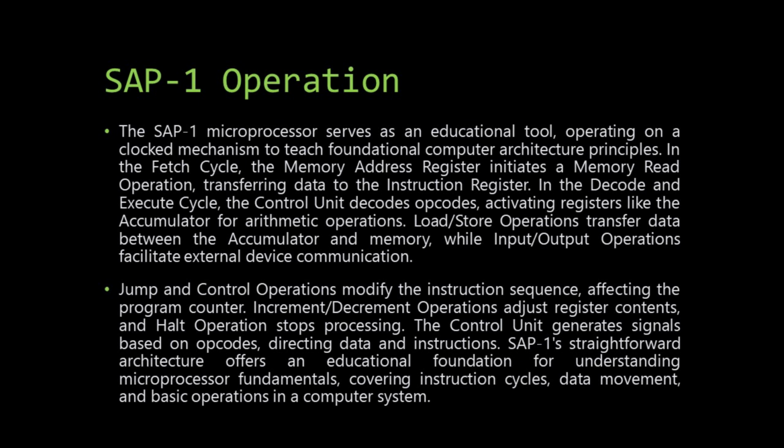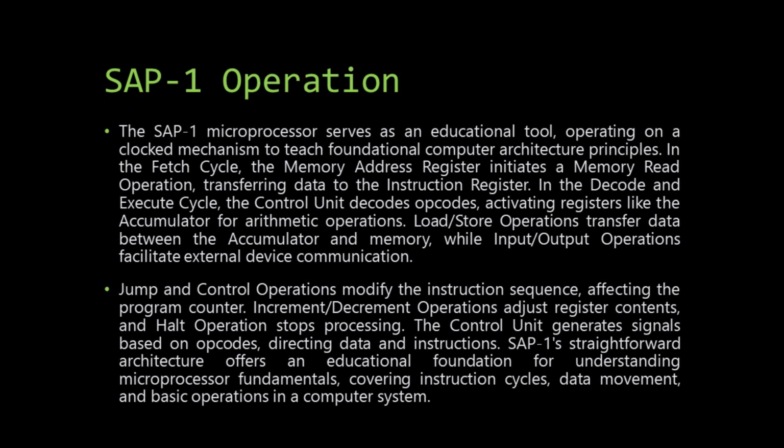Moving into the decode and execute cycle, the control unit decodes the opcode from the IR, determining the operation to be executed. Specific registers including the accumulator, B register, input register, and output register are activated based on the opcode. The ALU performs basic arithmetic operations with operands from the accumulator and B register, storing the result back in the accumulator. The load and store operations involve transferring content between the accumulator and memory locations, exemplified by load accumulator, or LDA, and store accumulator, or STA, instructions.